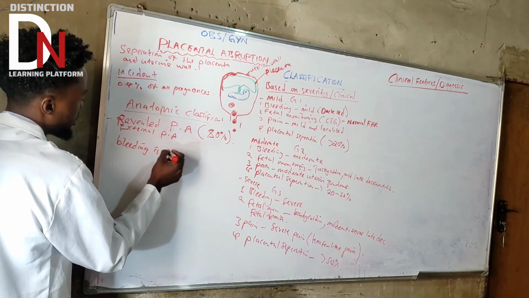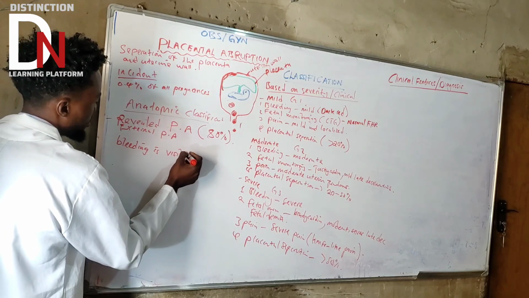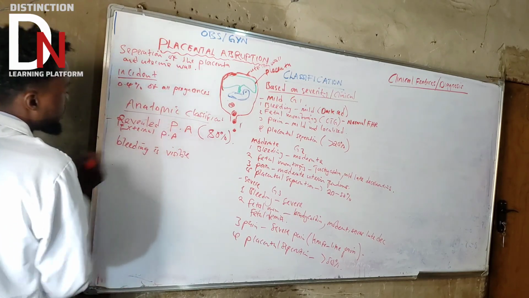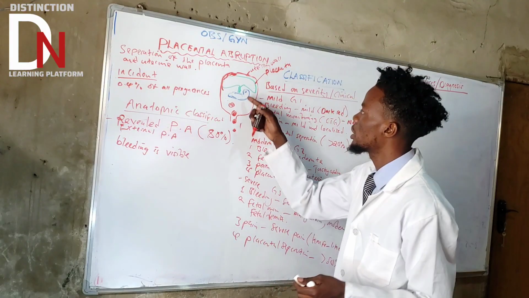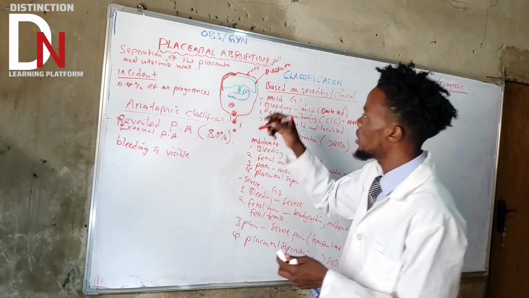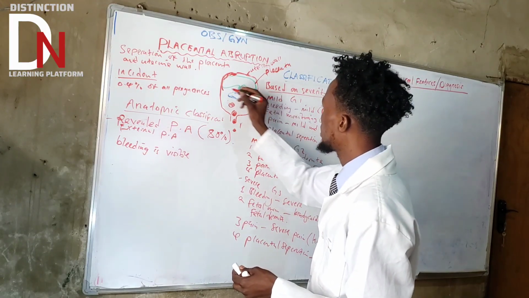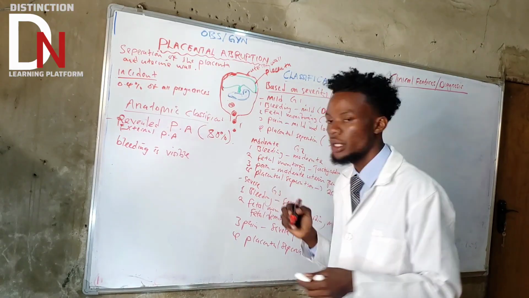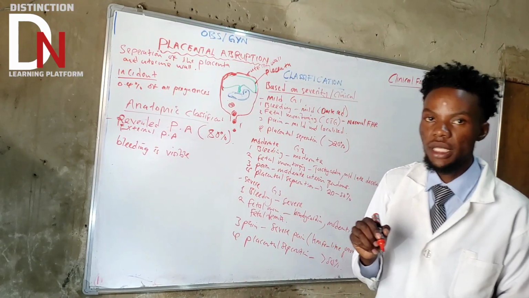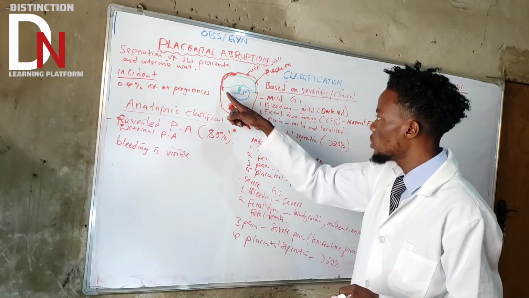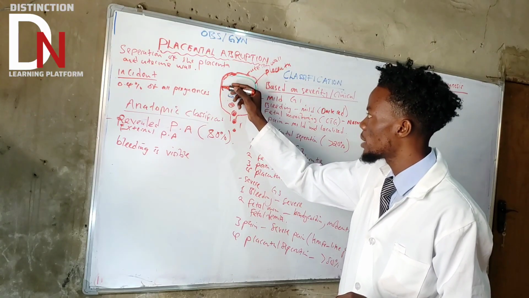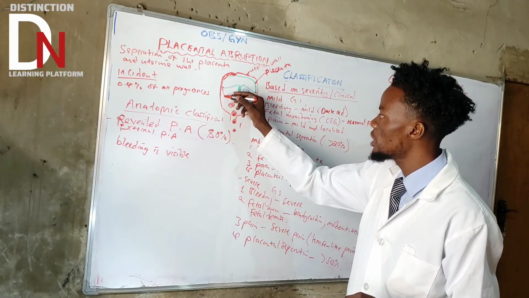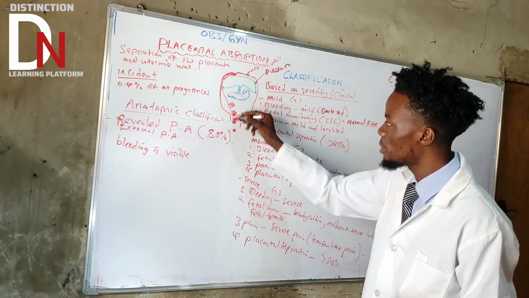Bleeding is visible. Why? Because if you look at this part and this part, these are the margins of the placenta and the uterus. If the margins are disrupted here, blood is able to dissect between the placenta and the uterine wall.